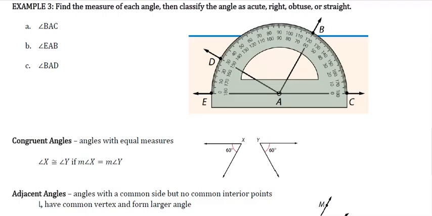All right, so on this side, we want to find the measure of each angle, then classify the angle as acute, right, obtuse, or straight.